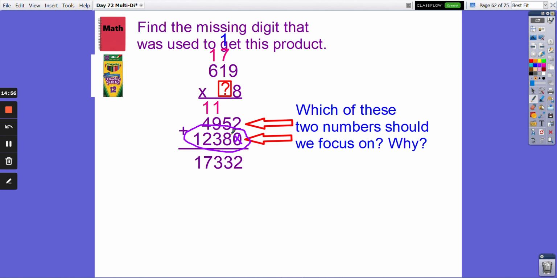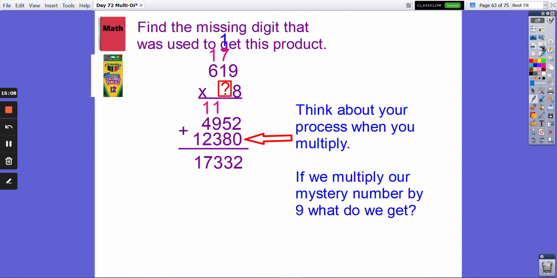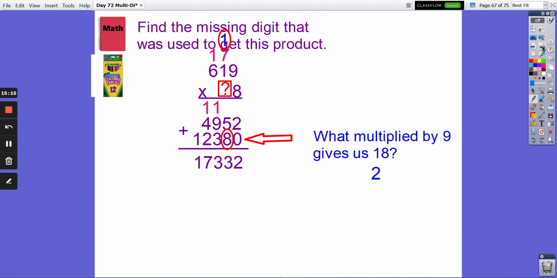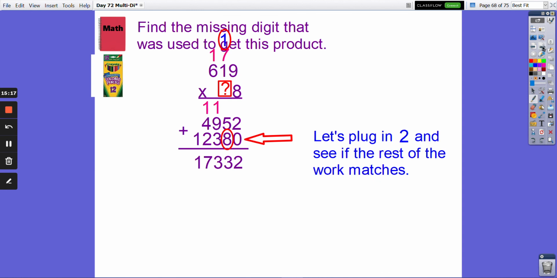Okay, I noticed too I have a 1 written up here. So I ended up getting 1/8, which is 18. So 9 times what gave me 18? That was 9 times 2. 9 times 2 gave me 18. So 2 is my missing number.